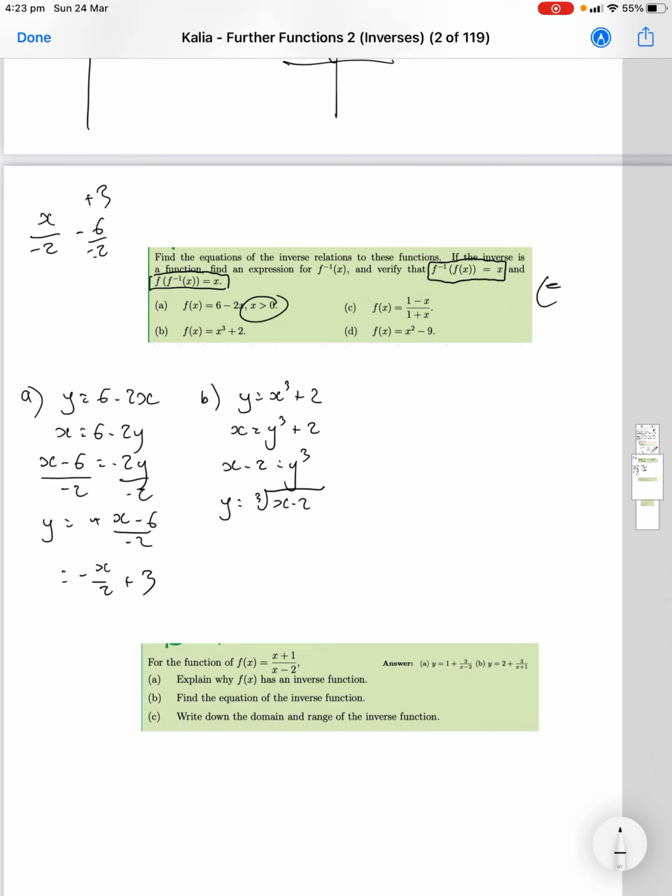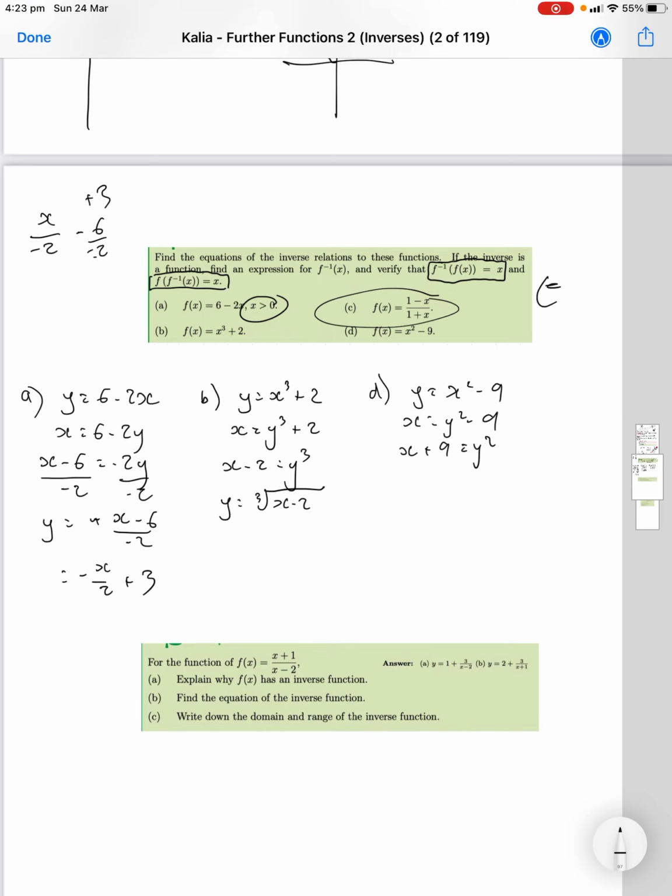You can see that it kind of works reasonably well. Now, I'm going to skip C only because we're going to do something very similar to C below, and I'm running out of space. Let's look at D. Find the inverse of this. Now, if I'm to find the inverse of this function, now I begin to make y the subject. Now, we reach an issue here.